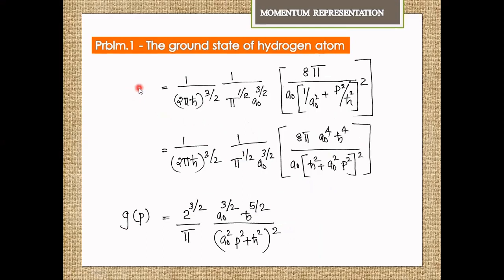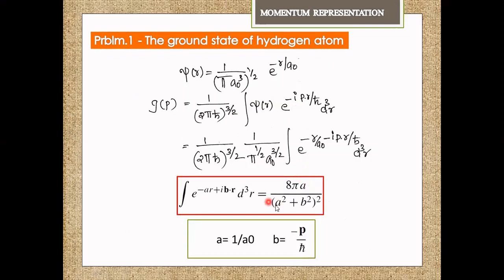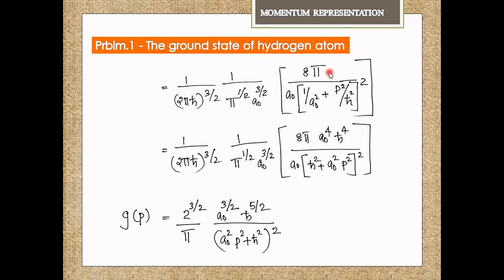our solution Gp is equal to 1 by 2 by h cut raised to 3 by 2 into 1 by pi raised to half a0 raised to 3 by 2 into, here we have 8 pi a by s square plus b square the whole square. Therefore, 8 pi, instead of a we have 1 by a0, 1 by a0 square plus b square, that is p square by h square the whole square. Now, rearranging all these, we obtain Gp is equal to 2 raised to 3 by 2 by pi a0 raised to 3 by 2 s cut raised to 5 by 2 by a0 square p square plus h square the whole square. This is obtained by rearranging all this.